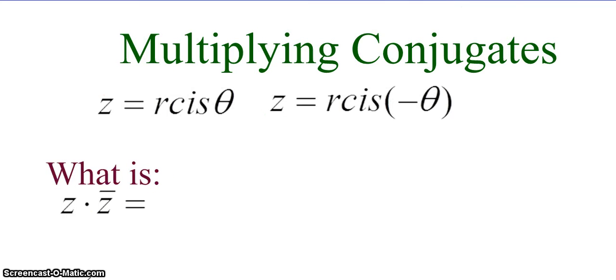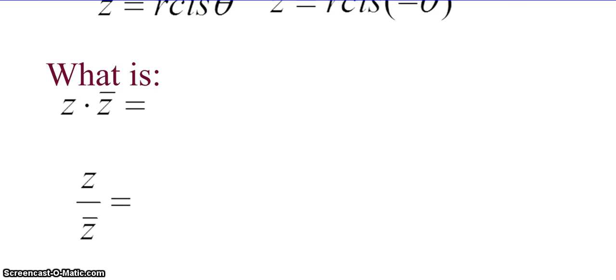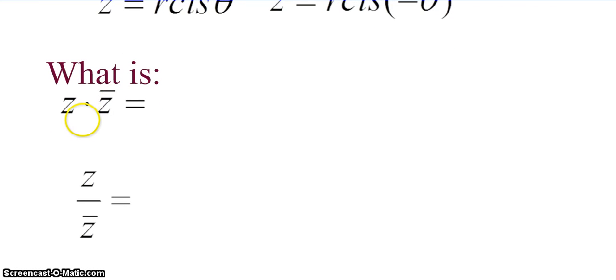Okay, so we should have a bar over it. We know that we have a complex number z equals r cis theta, z bar equals r cis negative theta. Now again, sticking with trig form, I want you to find the product of the conjugates and the quotient of the conjugates. Pause the video, unpause when you are ready to check your work.